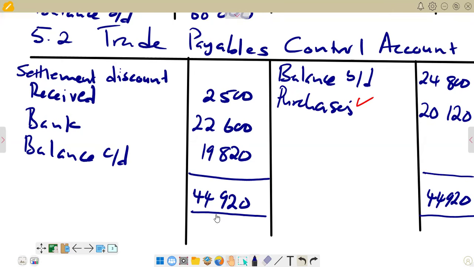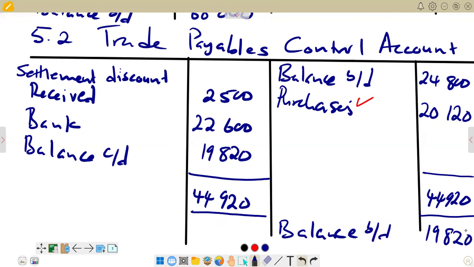And remember, we also have to put the balance b/d. The balance c/d we have on this side, so b/d will come here below the double lines. And it's 19,820. So this is what we have. We can now go to the next account.